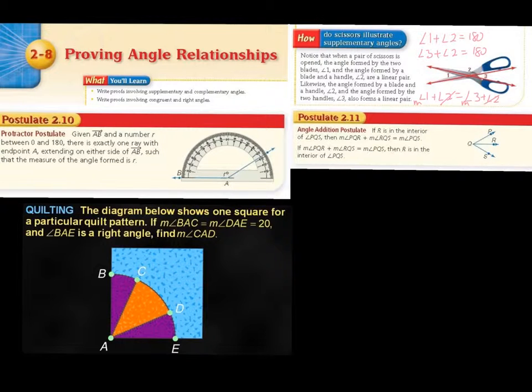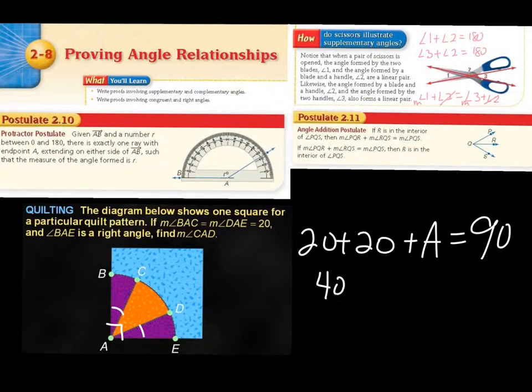This is a nice little application problem of the angle addition postulate. The diagram shows one square for a particular quilt pattern. The measure of angle BAC is the same as the measure of angle DAE, and they're both 20, so 20 plus 20, and the measure of angle BAE is a right angle, so plus A that we don't know equals 90 degrees. So 40 plus A equals 90. Subtract 40 from both sides, and we have A equals 50.